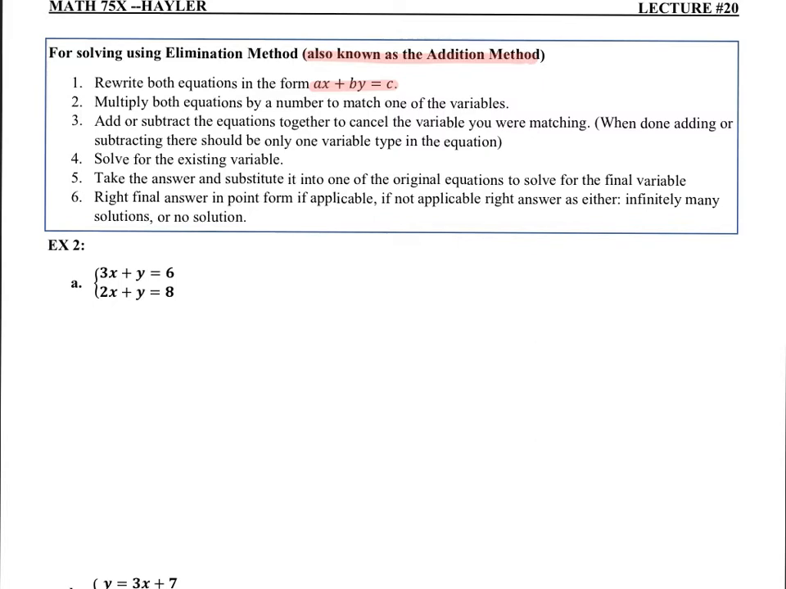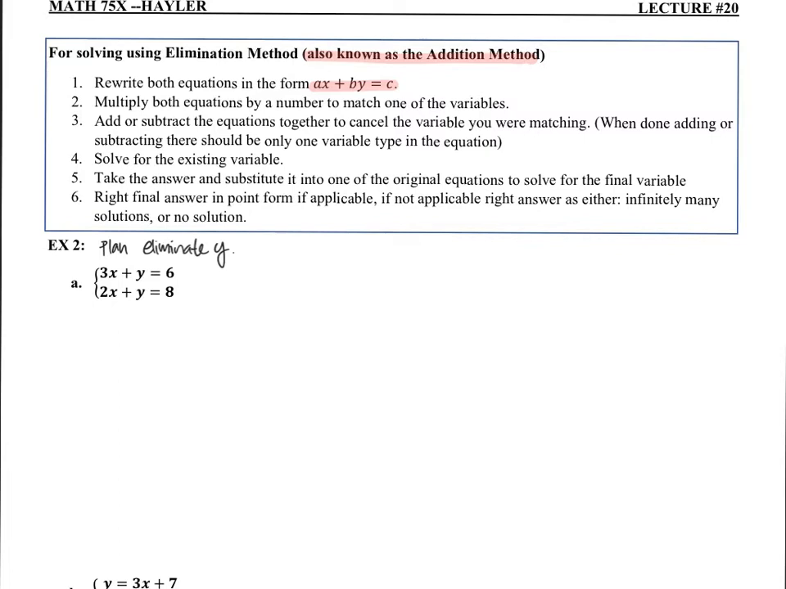So if I take a look at the x values right now, they're different. I have a 3x and a 2x. So I could try and match those, or I can actually take a look and notice that the y's are the same. So I'm going to go with the y's. All right, our plan is to get rid of the y's. So plan, eliminate the y's. Hence the name, elimination. All right, and to do that, we're going to either add or subtract the two equations together.